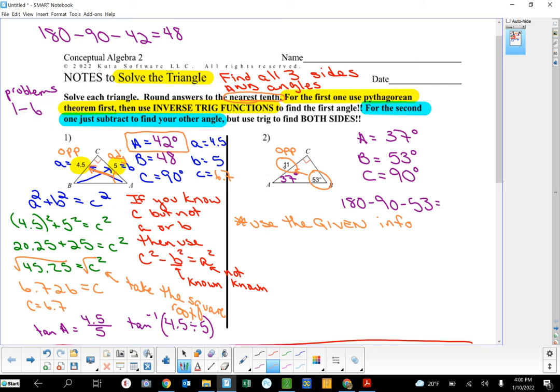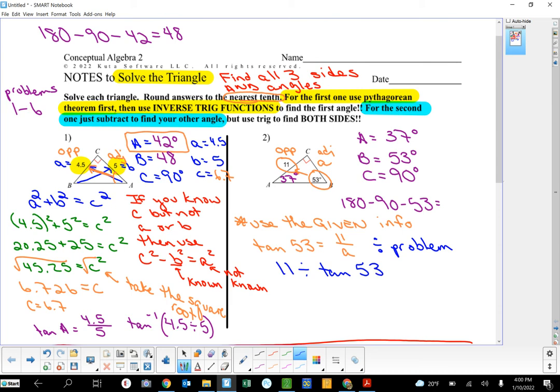And if we want to find side A, that's this guy over here, right? That would be the adjacent to the 53. So opposite and adjacent would be tangent. So tangent of 53 would be 11 over A. And then remember, if your variable was on the bottom, this turned into a division problem where you took the 11 and divided by the tangent of 53.